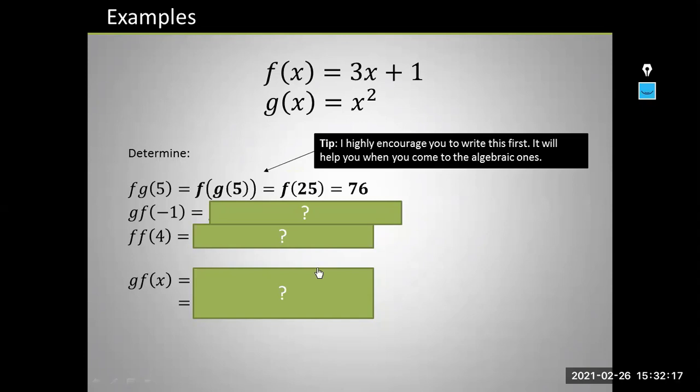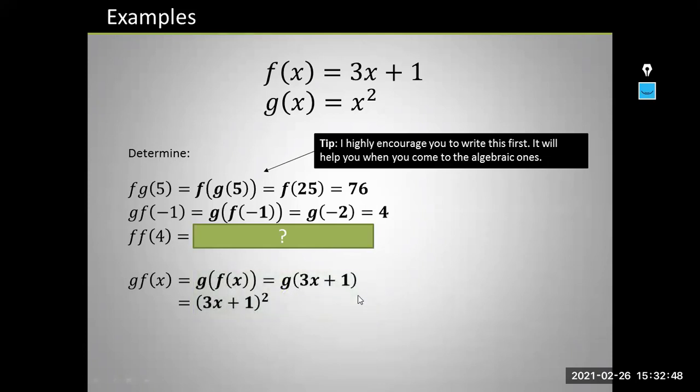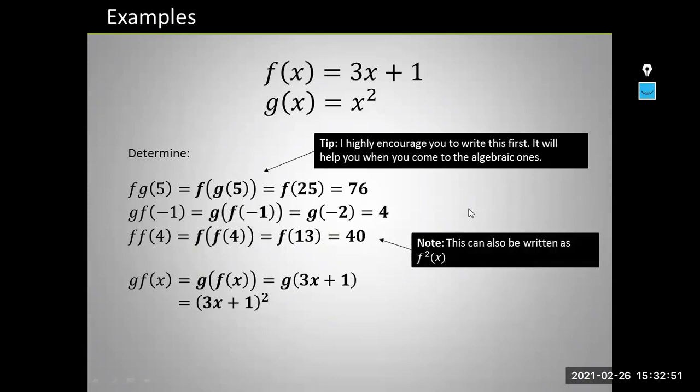Okay, the second one 4. The last one, 16. Wait, is it? Negative 1 for gf negative 1. So function f, replace with the last one, negative 1. 40. Yeah, that one. Okay, so for f4, function f, you replace with 4. So 3 times 4 plus 1.